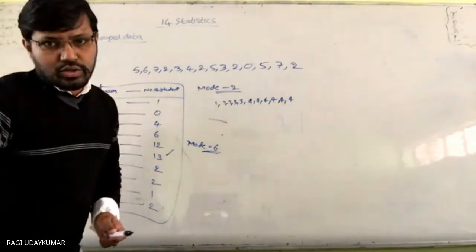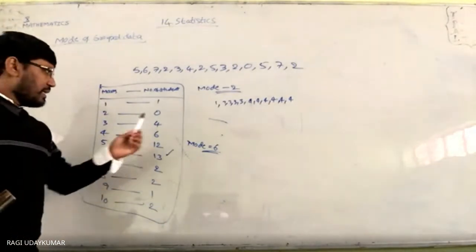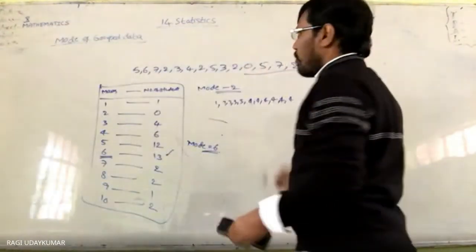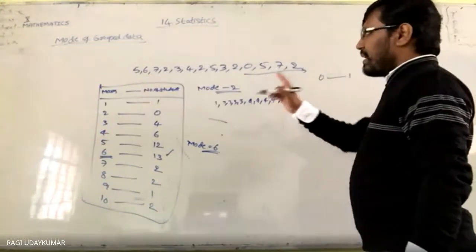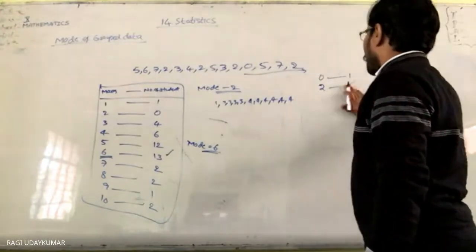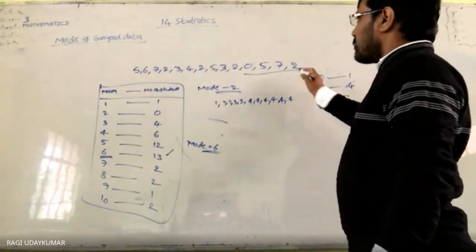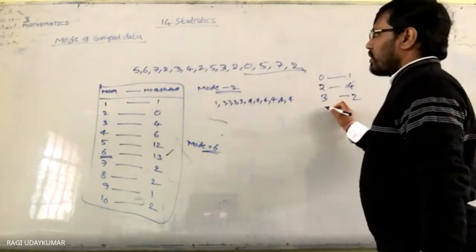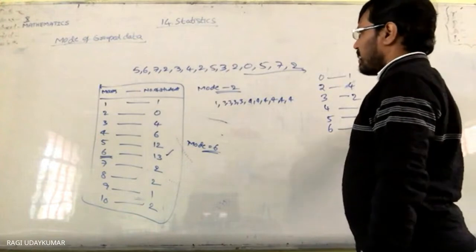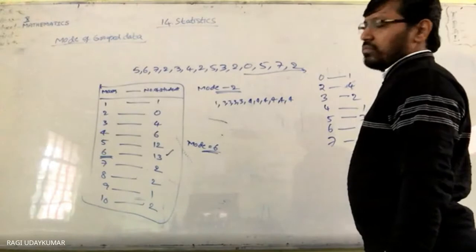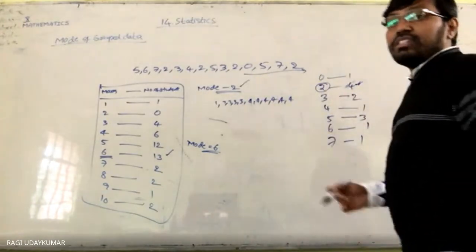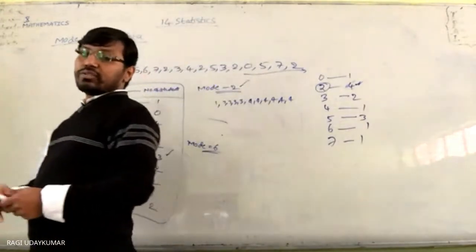So let us take grouped data into consideration. If you have any doubt here, you ask. Instead of writing like that, it is given in a table format. Even this one you can write in table format: 0, 1 time. 1 is not there. 2 is 4 times. 3 is 2 times. 4, only 1 time. 5, 3 times. 6, only 1 time. 7, only 1 time. These are the numbers given. Now here 2 has the highest frequency, so the quantity which is repeatedly appearing is called the mode of the data.